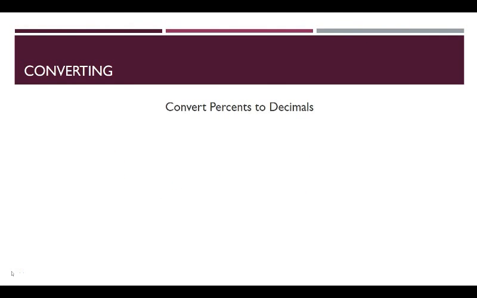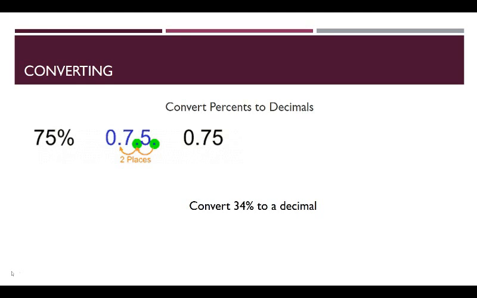To convert a percent to a decimal, move the decimal point 2 places to the left and drop the percent sign. Let's start with an example of converting 34% into a decimal. To do this, we move the decimal point, which is after the 4, 2 places to the left to before the 3. This gives us a decimal of 0.34.